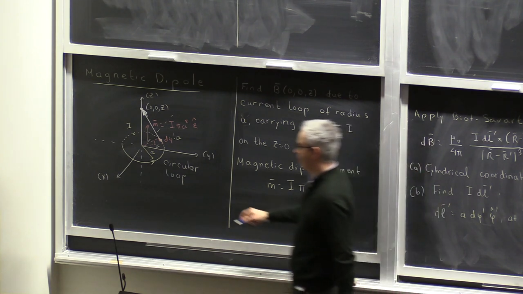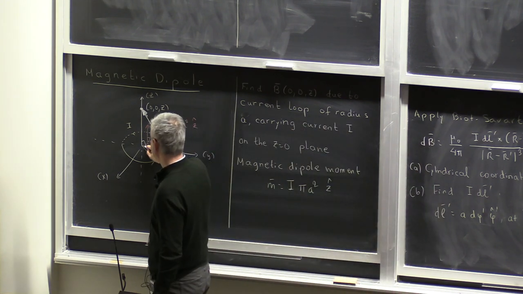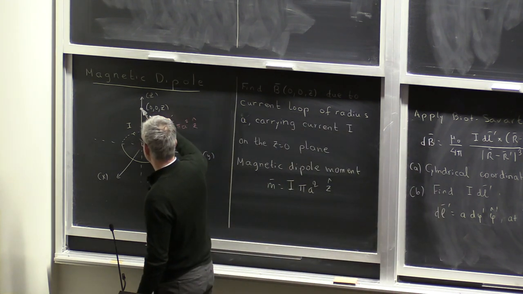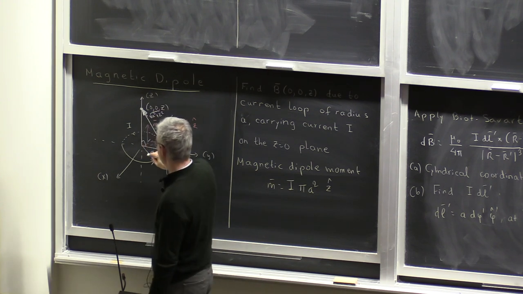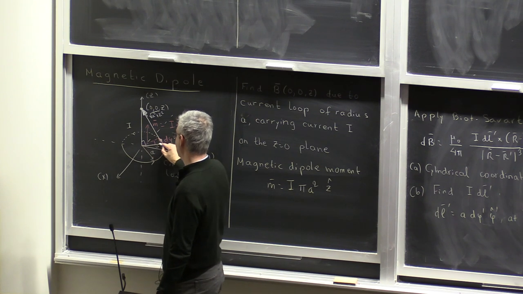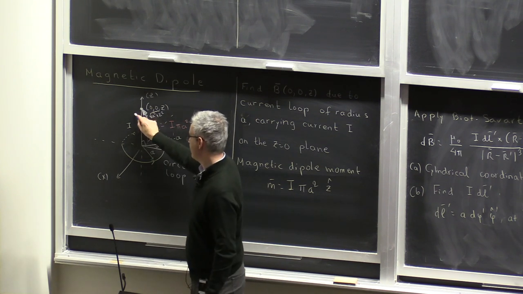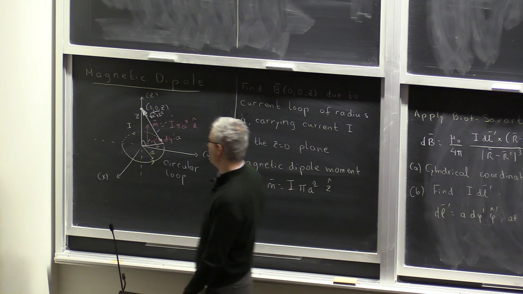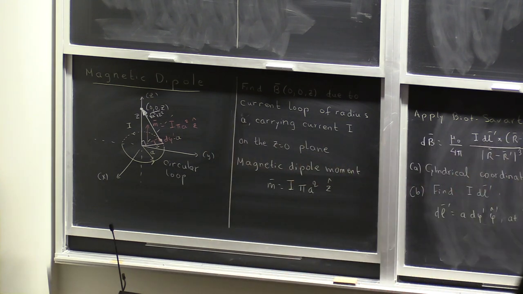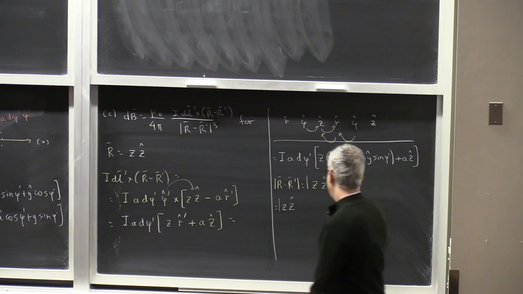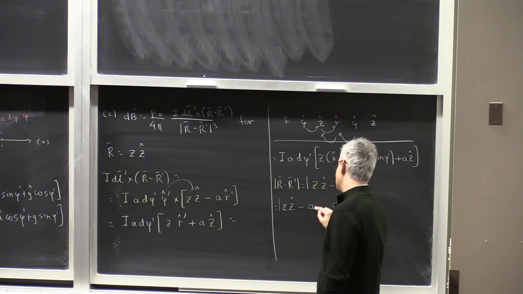And you see directly from Pythagoras' theorem that the length of this vector will be square root of a squared plus z squared, because you have here the formation of a right angle triangle with this side being z and this side being the radius a. If you don't see this, then you can refer to this expression here. Again, replace r hat with its expression in Cartesian coordinates.